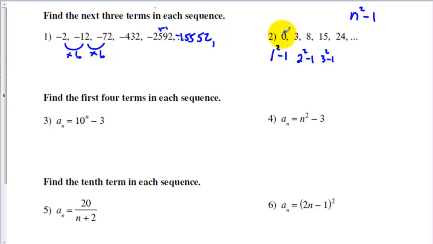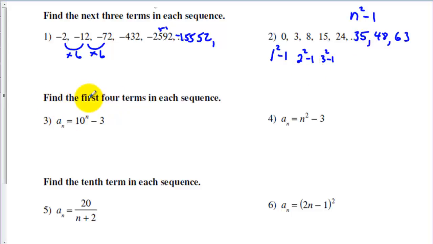So this was term 1, 2, 3, 4, 5. So this would be 6 squared, 36 minus 1 would be 35. This would be 7 squared minus 1, 8 squared minus 1. So it's the squares minus 1.